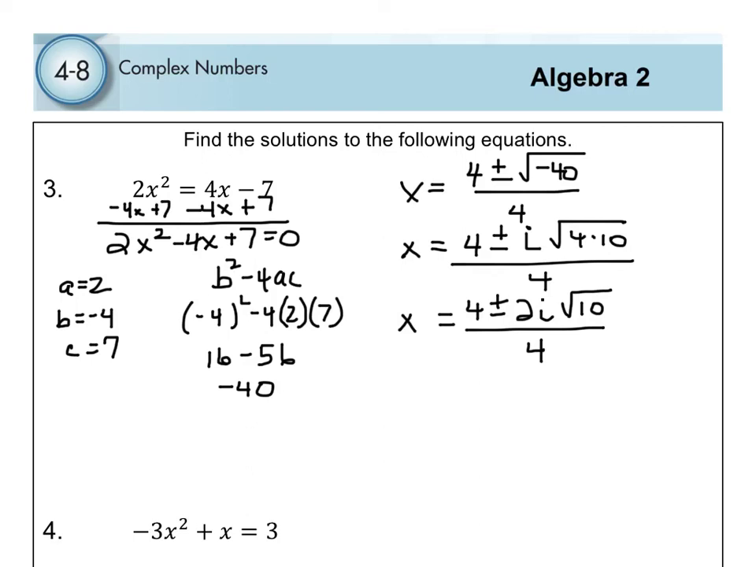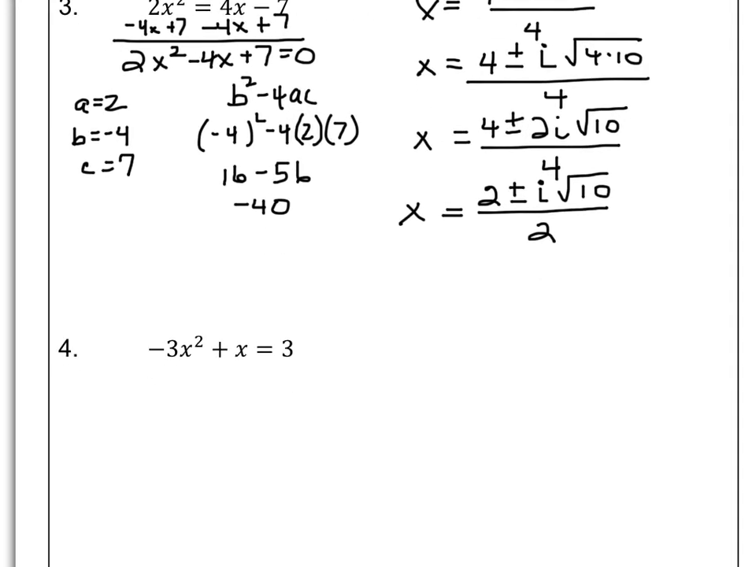Okay. And now when I finish up here, as you look, all 3 of these numbers are divisible by 2. So if I divide them by 2, 4 divided by 2 is 2, plus or minus 2 divided by 2 is 1, so I'm just going to have an i times the square root of 10, and then 4 divided by 2 is 2. There are no more perfect squares that go into 10, and you're finished. Simplified. Okay? So we've got number 3 down. Let's take a look now at number 4.